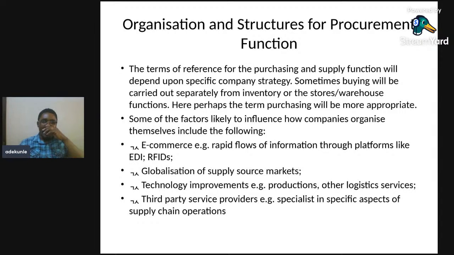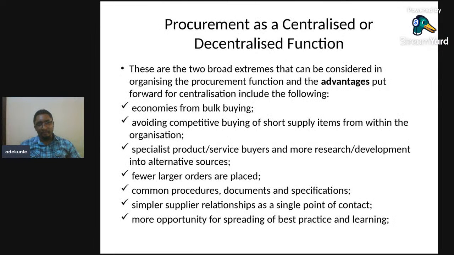Of course, also the policy of their inventory. Then technology improvement in terms of production, in terms of the logistics of the movement, will also influence the structure of their procurement. And third-party service providers are also factors that can influence the structure of any supply chain.